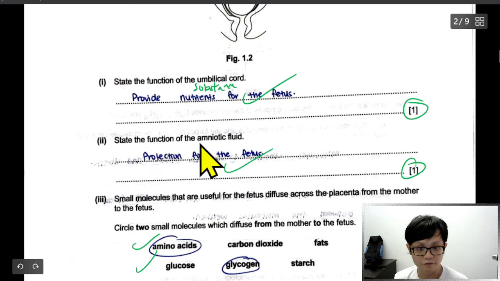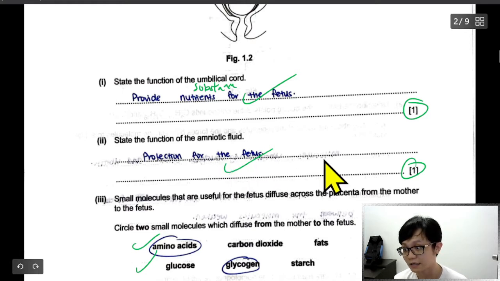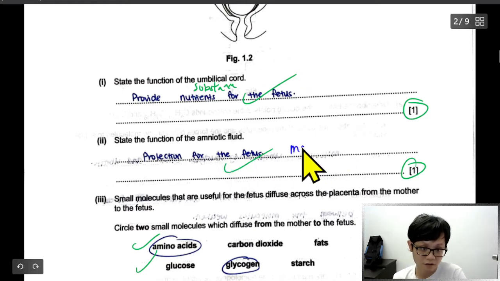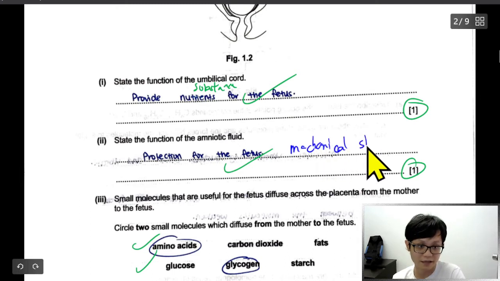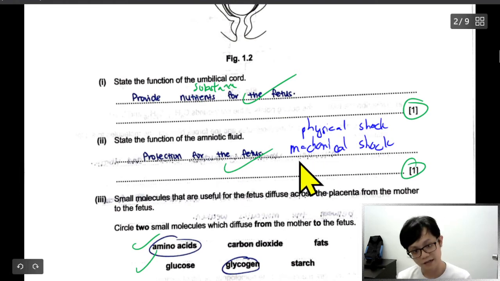State the function of amniotic fluid. Okay, protection for the fetus. Yes, the marking scheme adds one more phrase, mechanical shock. Protect the baby from mechanical shock or physical shock. I think physical shock also can, I mean it's the same thing. Physical shock, so that there's a protection.